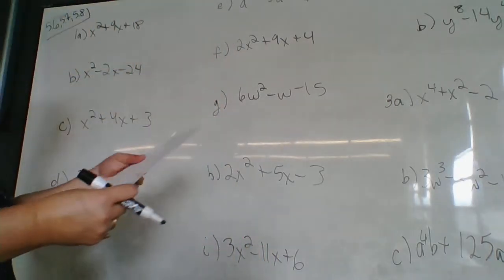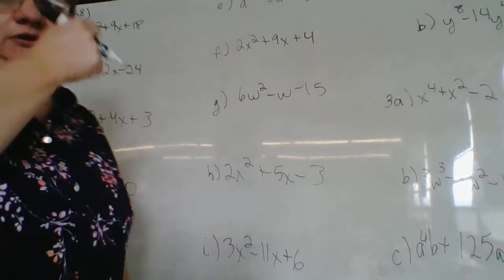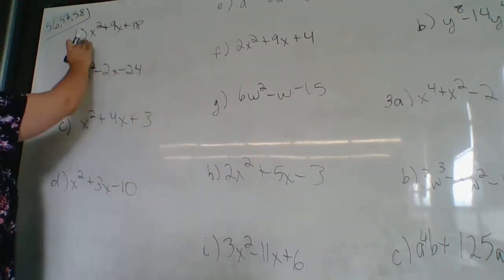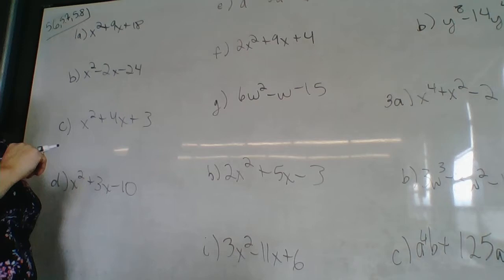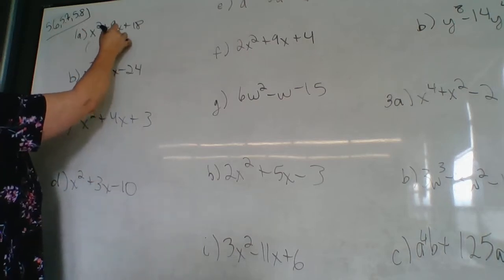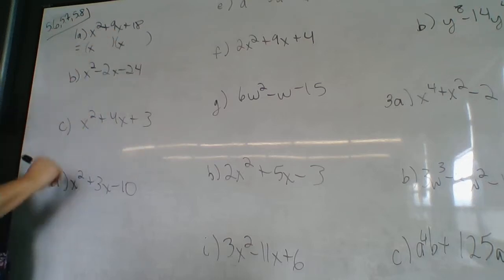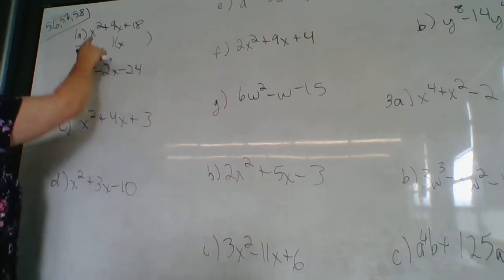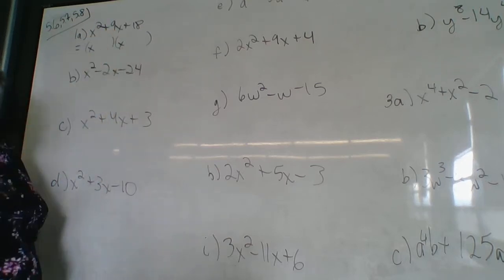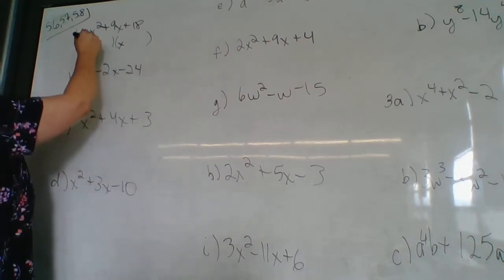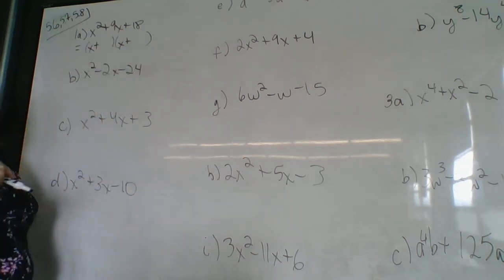So the first one, I'm asking you to factor all of these, okay? These three terms have nothing in common, so we do 2 parentheses. The square root of x squared is x. It goes in my first slot. If all of the signs are positive in my problem, all of the signs are positive in my answer.